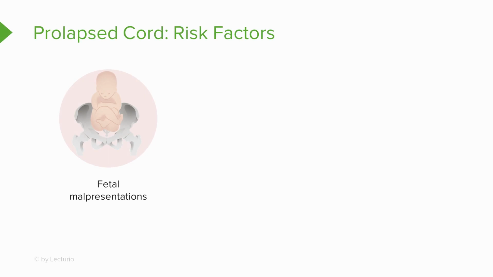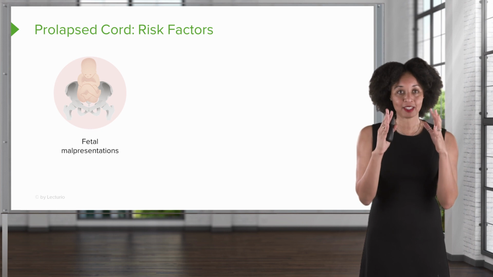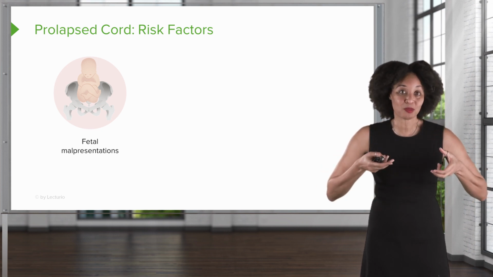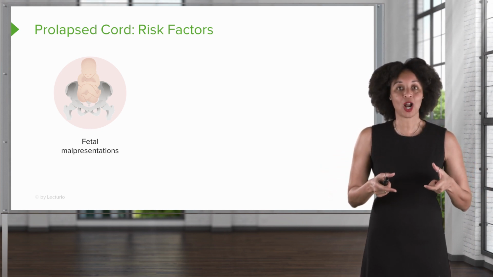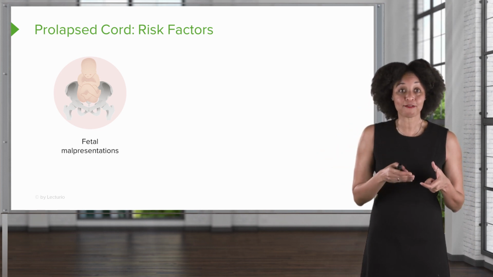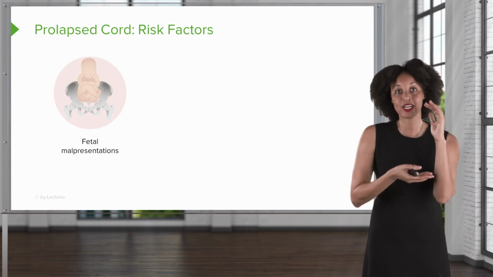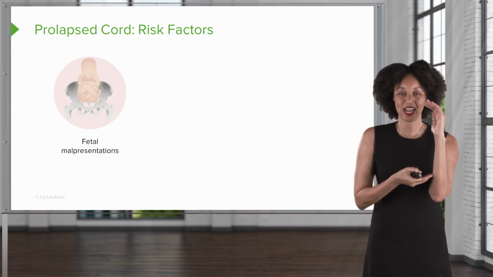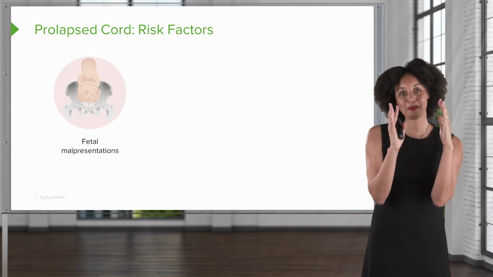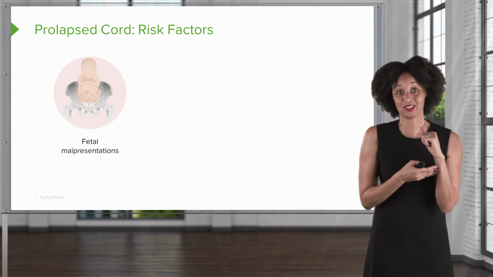The first risk factor is fetal malpresentation. As the name suggests, the fetus is actually in the pelvis in a way that creates space, and that space is a problem because the cord can actually slip through that space and come out first. So remember before we talked about a fetus being in a breech position and how that could create space, so bottom first. Or maybe the fetus is slightly tilted in the pelvis and that creates space.